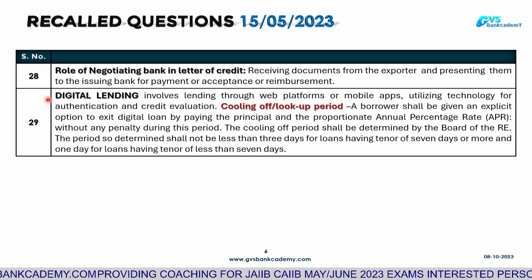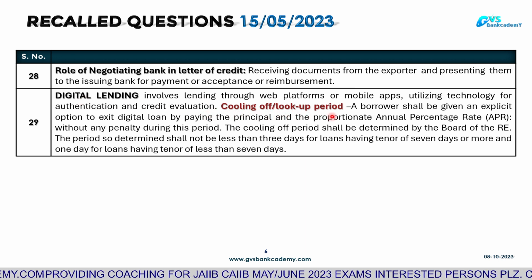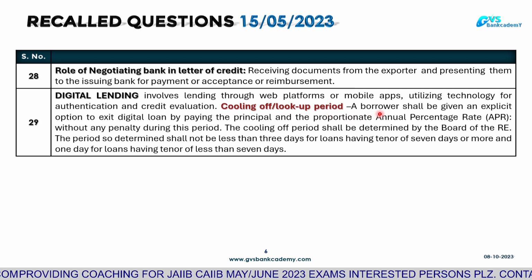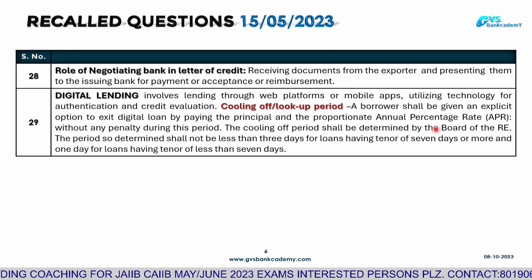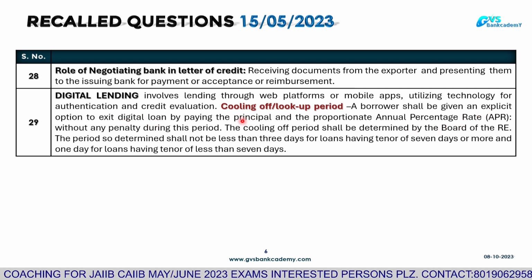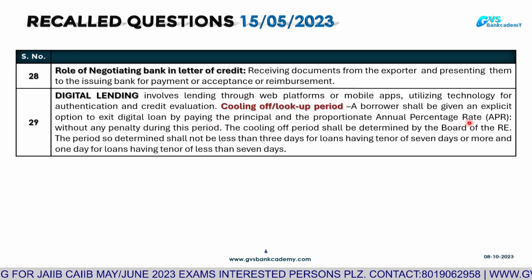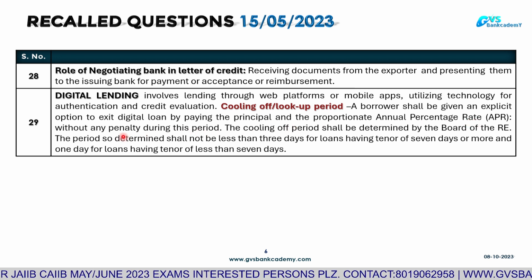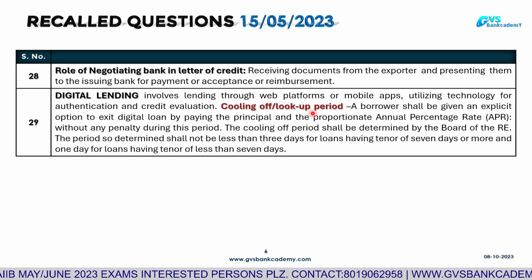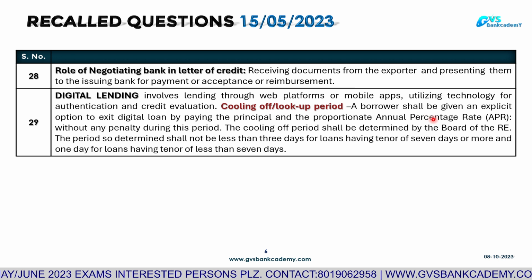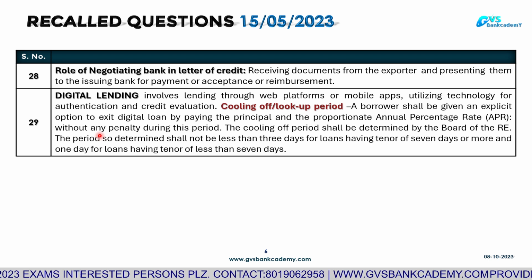What is the main thing? The cooling off lookup period. What is the cooling off lookup period? A borrower shall be given an explicit option to exit the digital loan. The borrower is given one exit option to exit from the digital loan by paying the principal along with the appropriate annual percentage of interest without any penalty during this cooling off period. During this period, the borrower can pay the interest and go out.